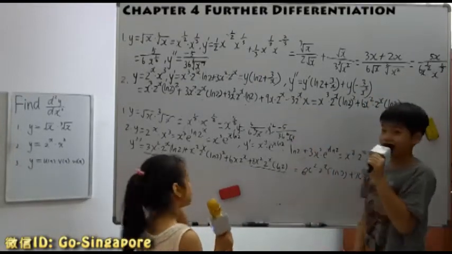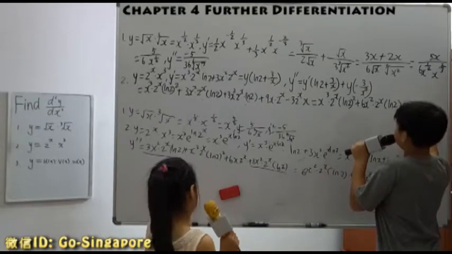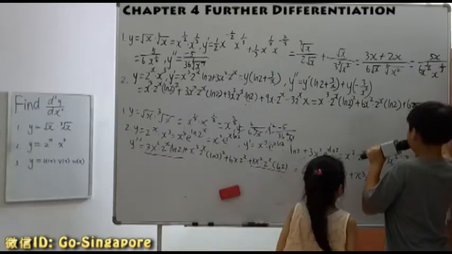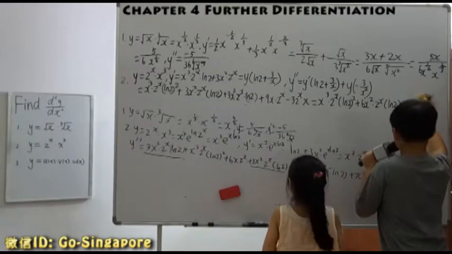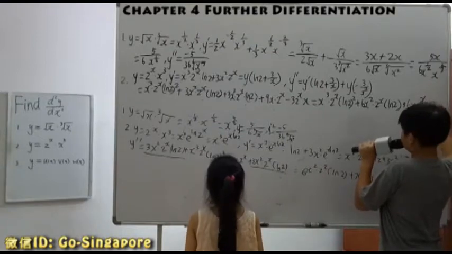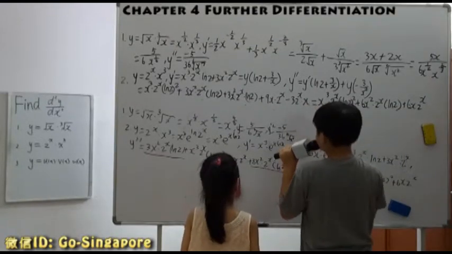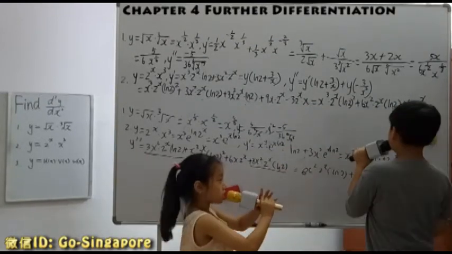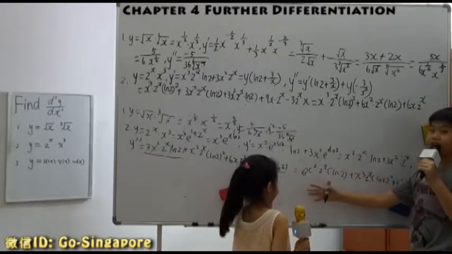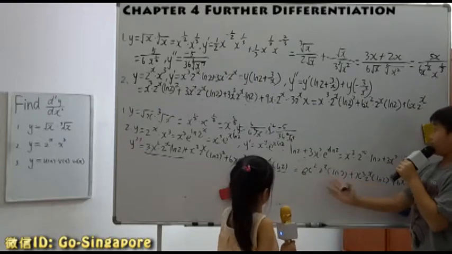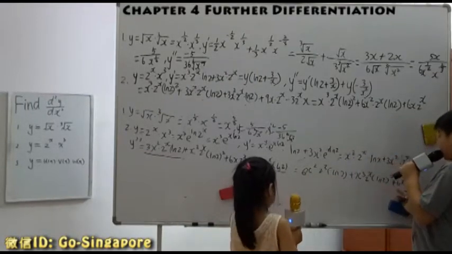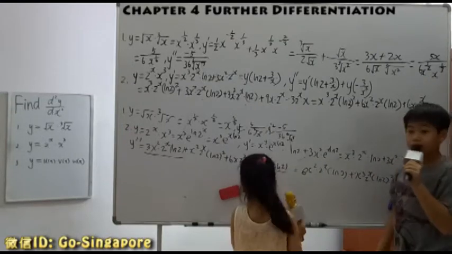So this is actually a 6x times 2 to the power of x, right? So here we get our answer. Same. It's just in a different order. This part is actually here, this is here, and the last part is here. The same. Okay, so it's correct because it's the same.